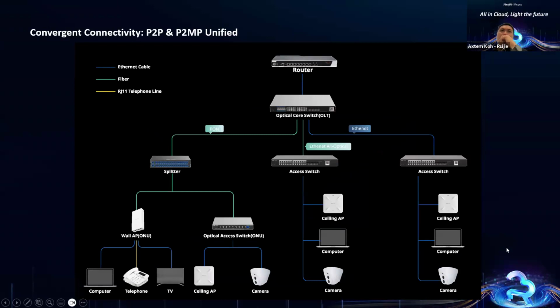So we can have point to point and point to multi-point at the same time. What does it mean? Let's say this is a router, an EG, MBR. And this is an optical switch, a layer 3 switch. Since it's a layer 3 switch, it has normal 1 gig ports, 10G SFP ports, and it also comes with PON ports. For the PON port, you can connect with the splitter in my E-Lighten solution.